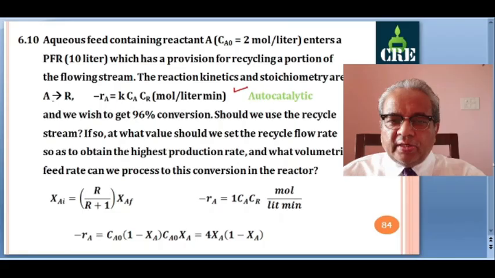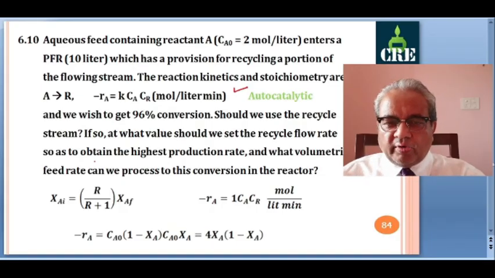So A gives R at the beginning, then once the reaction starts, it is A plus R giving R plus R. So for that, minus rA is equal to k CA CR. We wish to get 96% conversion. Should we use the recycle stream? If so, at what value should we set the recycle flow rate so that we obtain the highest production rate? And what volumetric feed rate can we process to this conversion in the reactor?